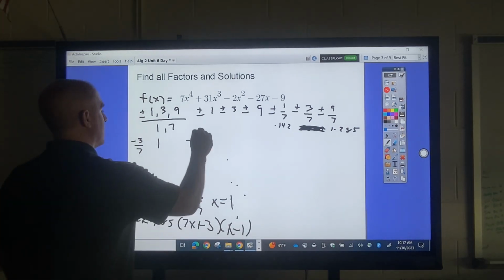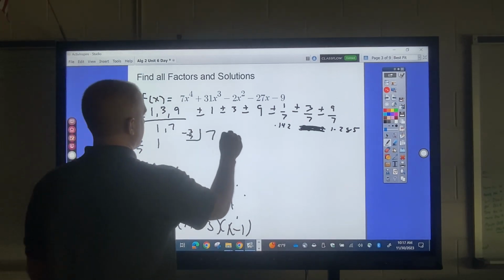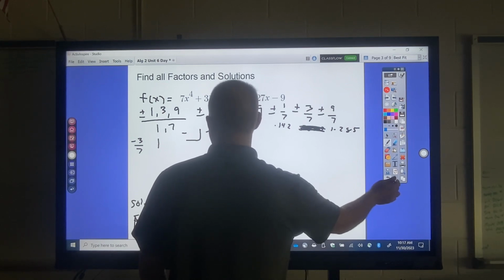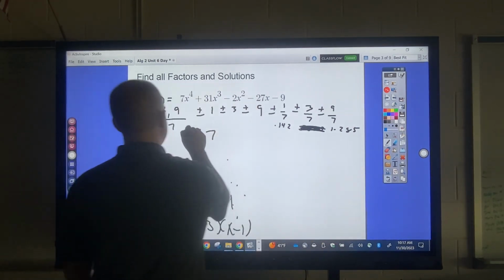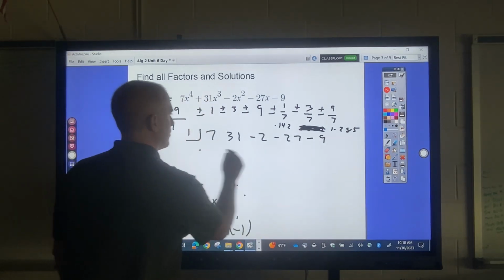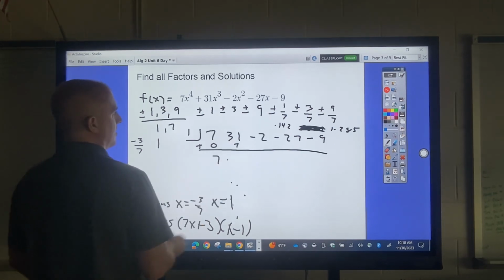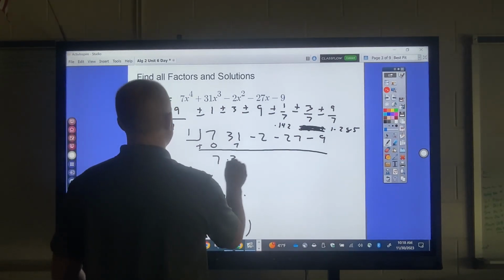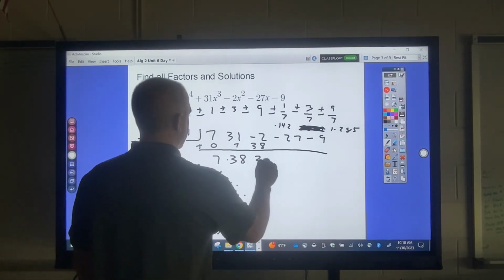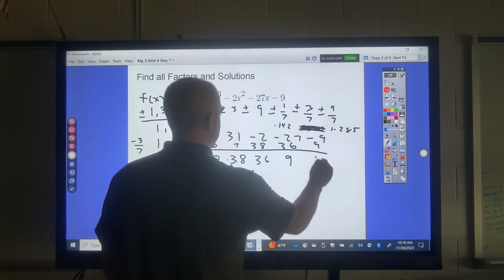Okay, so I'm going to use synthetic division. I'll do the 1 first. It doesn't matter which one you use. So that's 7. 1 times that is 7. It's going to be 38. 38 times that is 38. That is 36. 36 times that is 36. It's going to be 9. 9 times that will be 0.